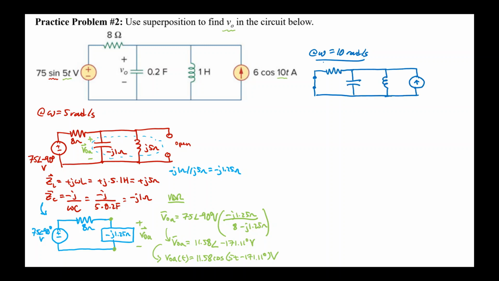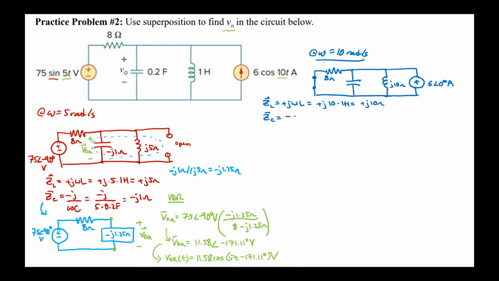Notice that in this drawing I've shorted the voltage source that is not at 10 radians per second, and I'm going to write in phasor form the current source as 6 angle 0 degrees amps. The 8 ohms is the same, but I have to recalculate ZL and ZC because I'm at a different frequency now. ZL equals plus j omega L, which equals plus j10 times the 1 henry, which equals j10 ohms.